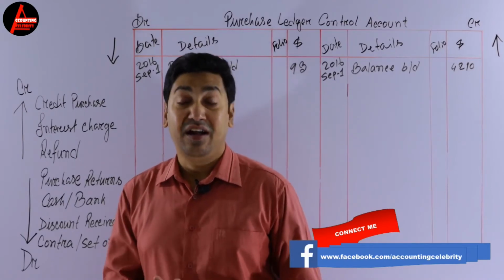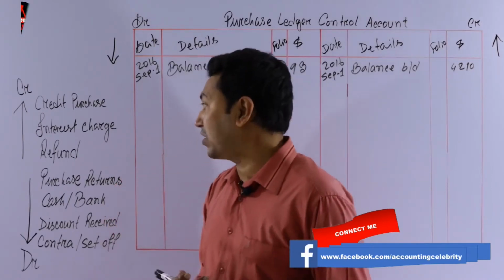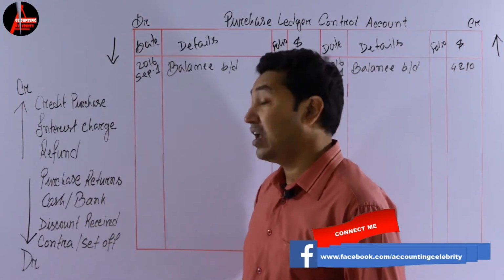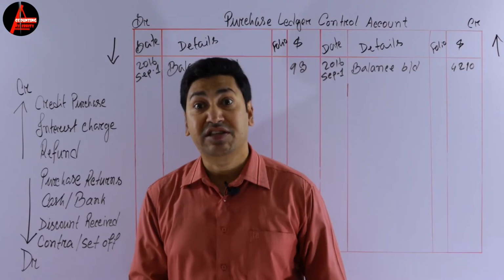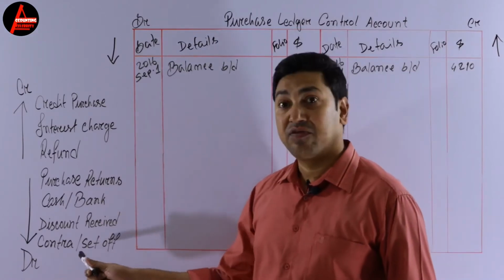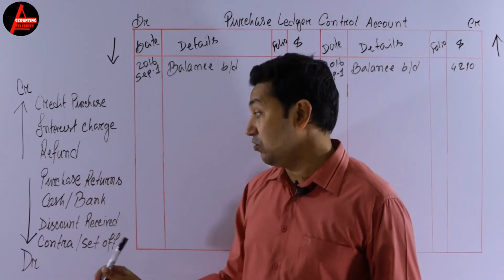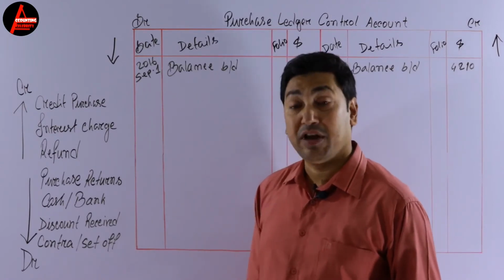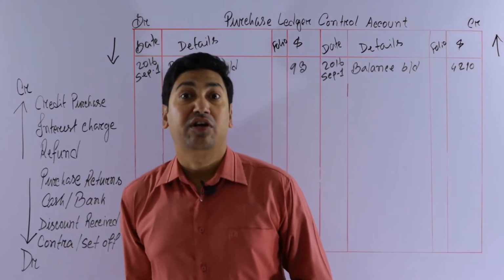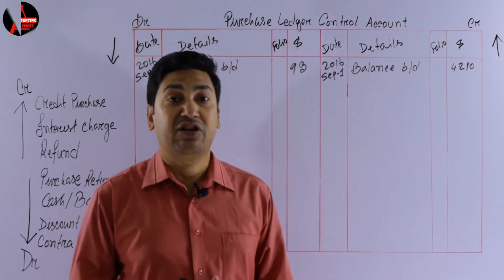The creditor. So what are the items? Purchase returns, cash or bank, discount received, contra or set off. Contra and set off, these two terms are the same. Sometimes you have contra, sometimes you will have set off, but the same way you need to record. So let us have a look at the question.